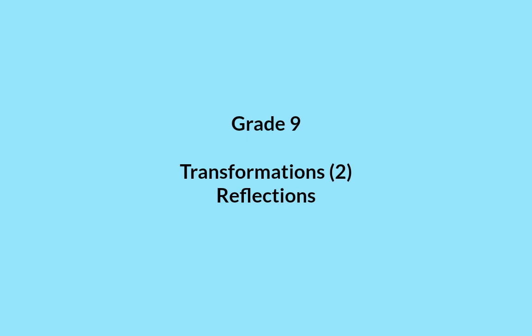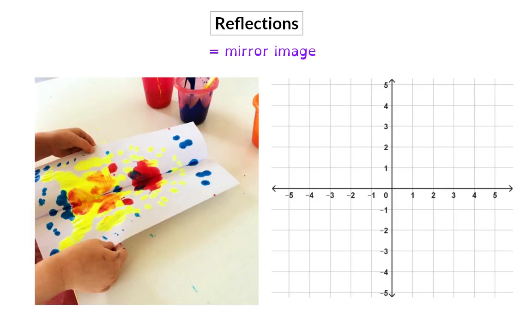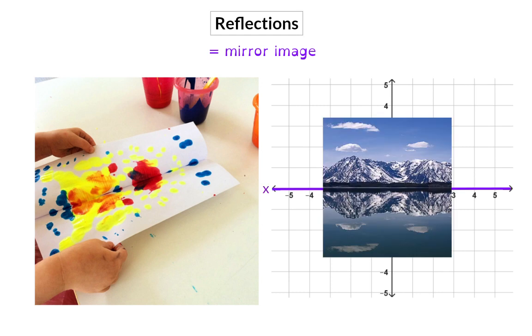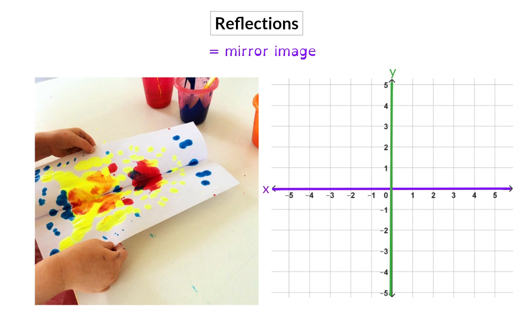In this video, we're going to have a look at reflections. A reflection is a mirror image formed when a figure is folded and copied on a specific line. In this video, we're going to revise what you learned in grade 8 about a reflection around the x and y axis. And in the next video, we'll have a look at a new reflection.